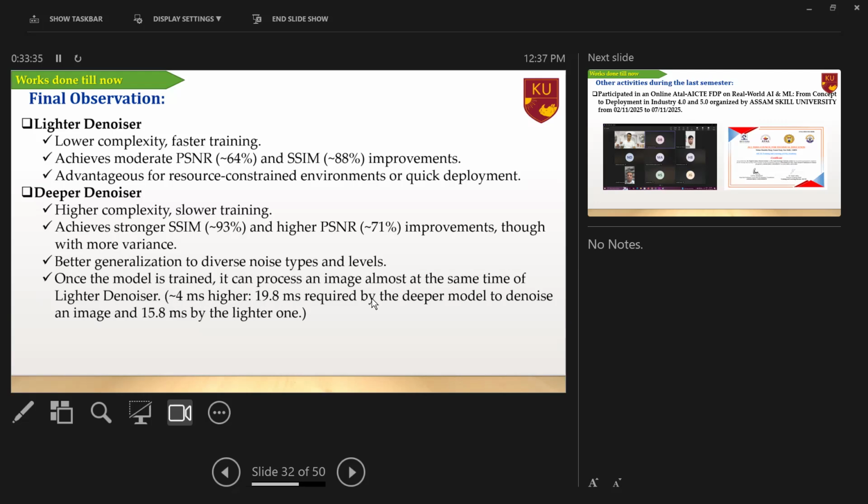90.8 milliseconds is required by the deeper model to denoise an image, and 15.8 milliseconds by the lighter one, with a difference of 4 milliseconds. So this is very less. I think we can go for the deeper model because its accuracy or prediction level is high. So we'll definitely go for the deeper model.